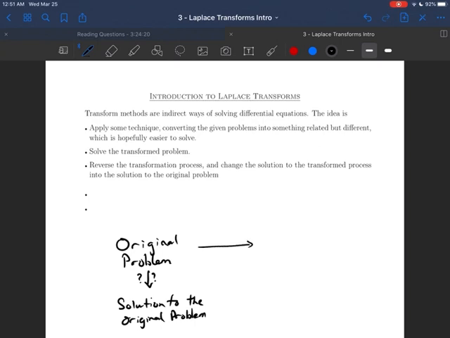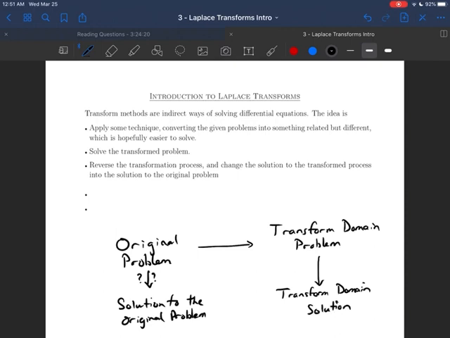We're going to come and turn this into a different problem. Rather than the original problem, this is going to be the problem in the transform domain. Now, the idea here, the hope, is that our transform domain problem is easier to solve than the original problem. So from there, we're going to solve and get the transform domain solution. And then hopefully we have another method for turning our transform domain solution into a solution to the original problem.